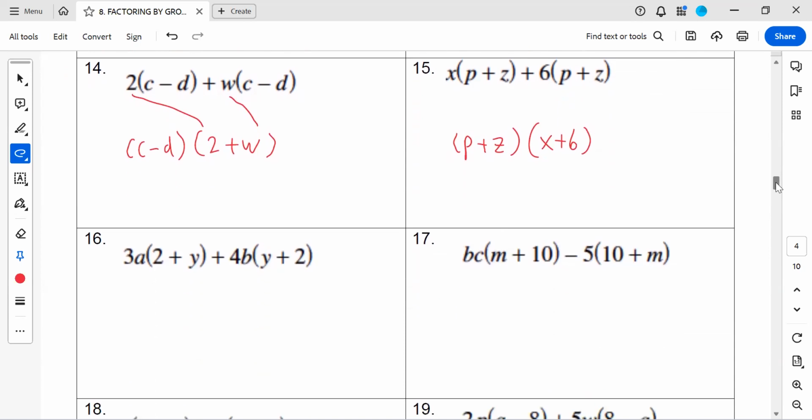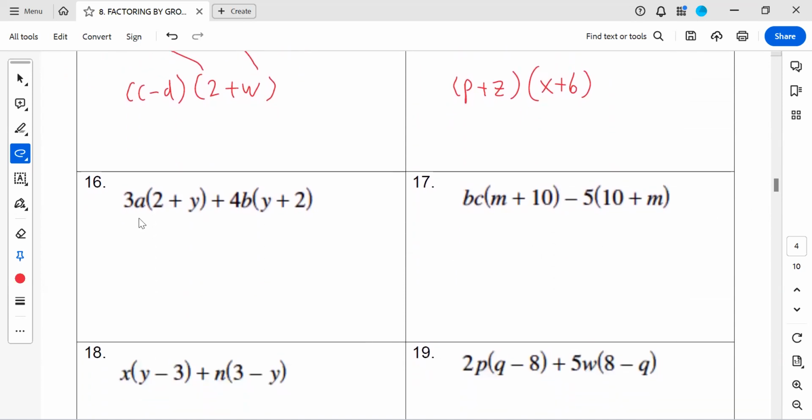After a while, the pattern seems to be straightforward, but 16 comes and it changes something up. Well, 2 plus y and y plus 2, are they the same? Well, they're commutative because it's addition. So then we're going to have 3a. We could change that back over to y plus 2 because 2 plus y and y plus 2 are equal, just as 2 plus 3 is equal to 3 plus 2.